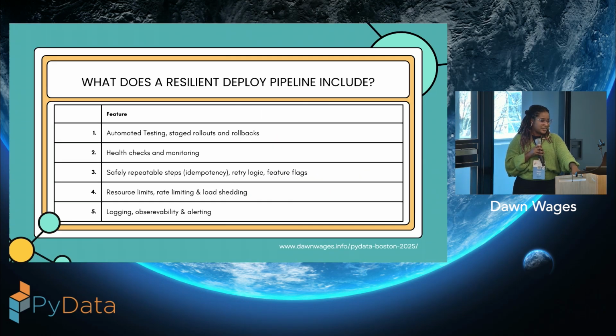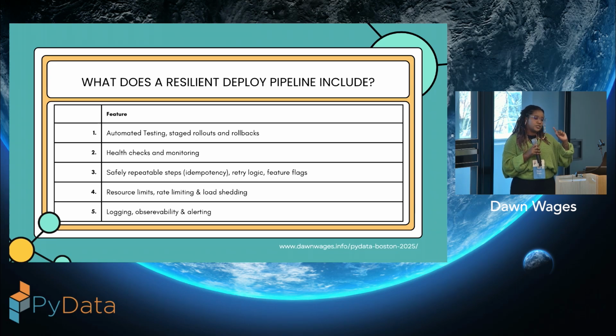And last but not least, let's deploy a resilient project. So this is a little bit hand-wavy, one slide for this. I want you all to have automated testing and staged rollbacks, please. I would love for you all to have health checks and monitoring, please. Safe and repeatable steps. This is called idempotency. Retry logic and feature flags are great.